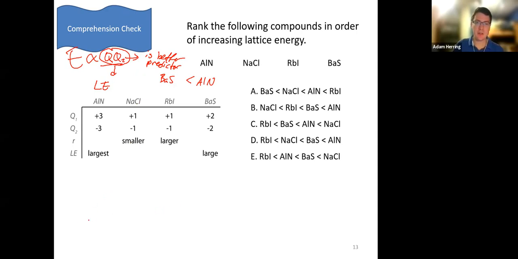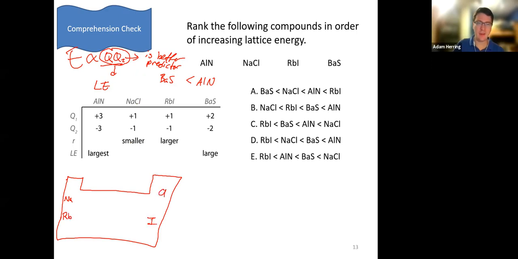And so this is where you need to understand your trends from the periodic table. Looking at the periodic table, we have sodium and rubidium beneath it, and we have chlorine and iodine beneath it. So size gets larger as we go down the periodic table. Therefore, in terms of size, sodium is smaller than rubidium and chlorine is smaller than iodine. Therefore, rubidium iodide has the larger ionic radius than sodium chloride. And since we know the larger the distance, the smaller the energy, that means that rubidium iodide has the smallest amount of lattice energy.